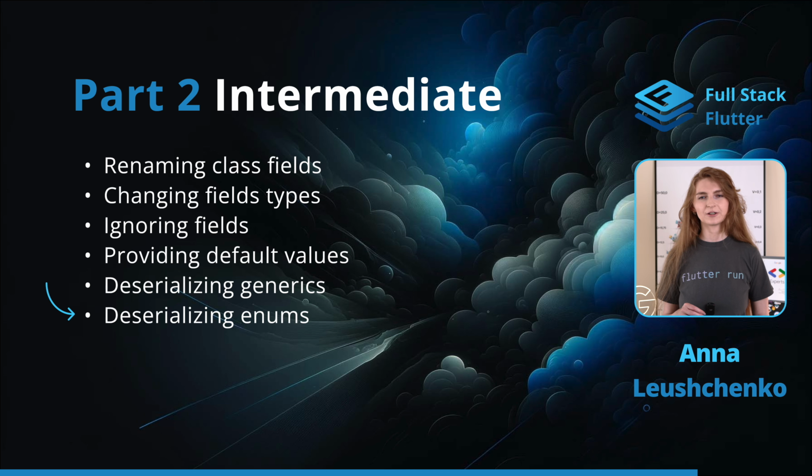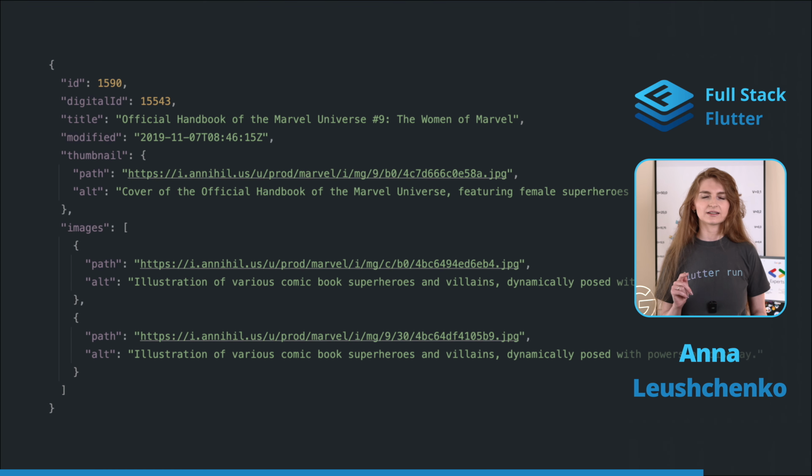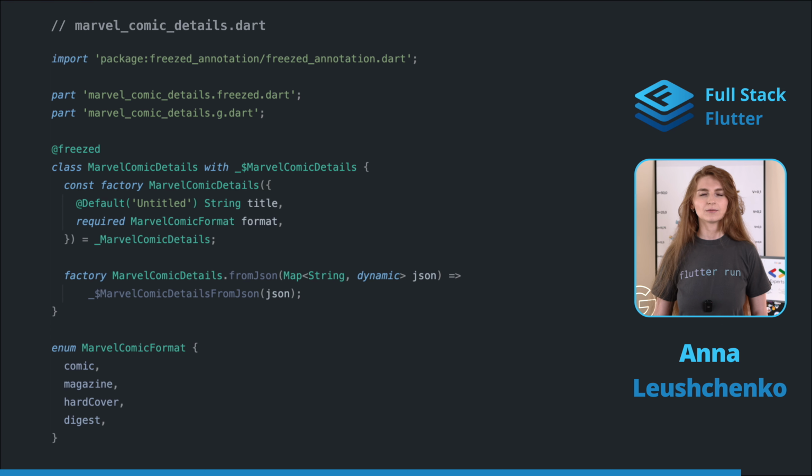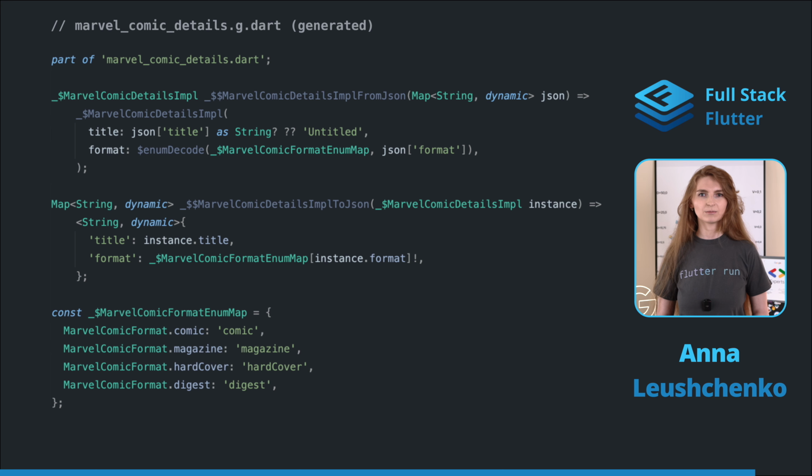And finally, let's now talk about deserializing enums. Let's say that instead of just a title, the JSON contains an entire details object with a bunch of additional information about the comics. Among others, it has a format field that has one of the predefined values, which we'd want to parse as an enum. For automatic JSON deserialization, let's now create a new Marvel comic details model with the format field and a Marvel comic format enum. The newly generated code contains a map of correspondence between enum values and strings expected in JSON, and string values were generated directly from the enum item names.